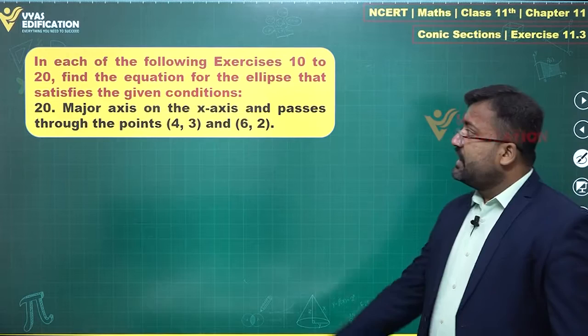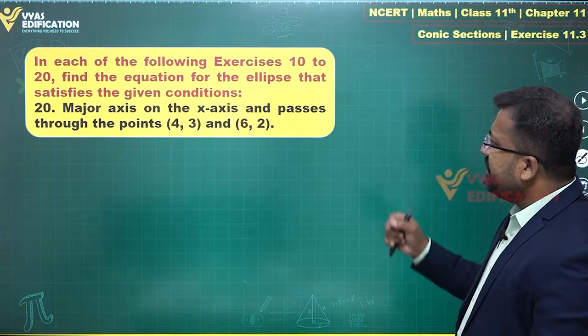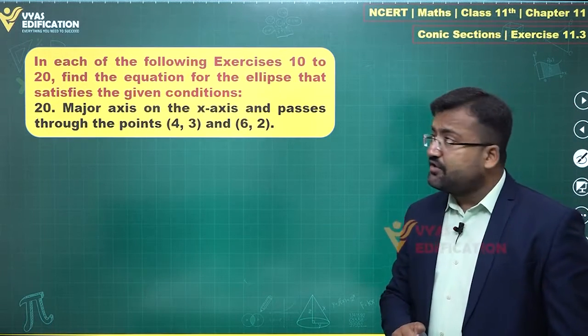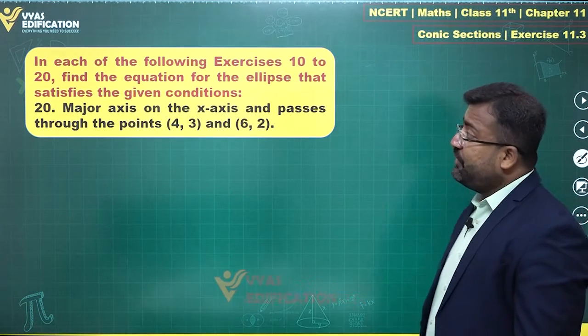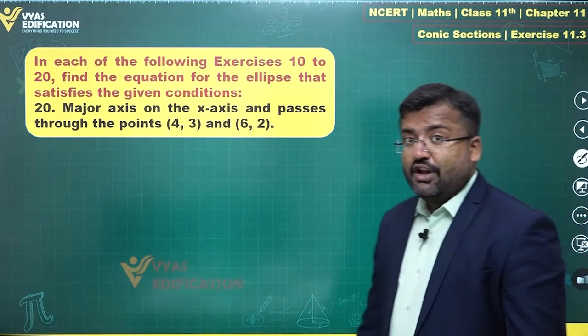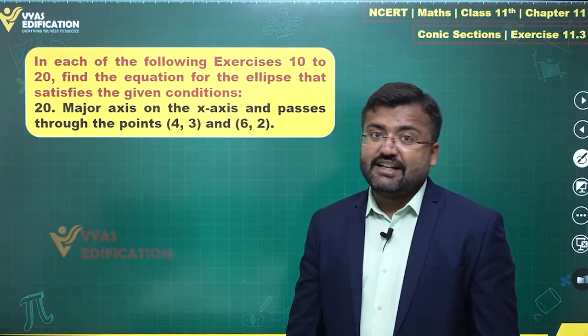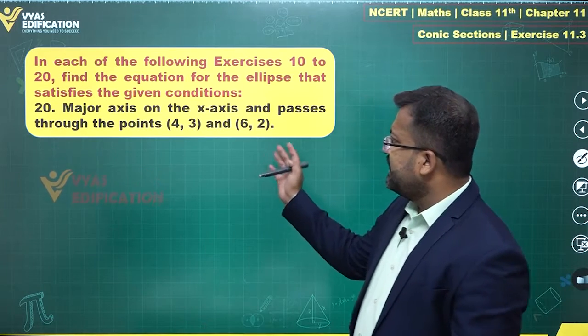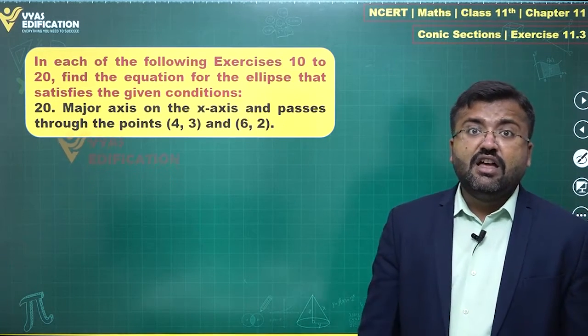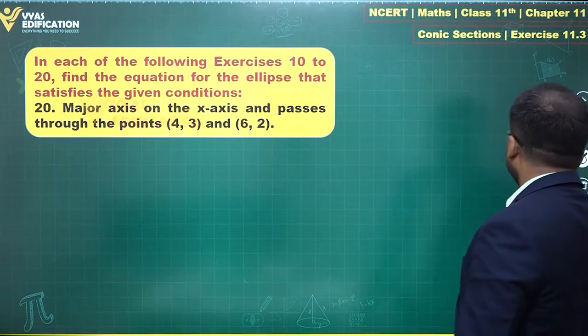The 20th question says we have major axis on the x-axis and passes through the points 4, 3 and 6, 2. What about the center? Okay, the person has not mentioned the location of center. He should have mentioned that the center is at origin. Otherwise, it will not be a standard ellipse, right? Major axis on the x-axis, we can have varied ellipse in that case, right? One condition will be missing.